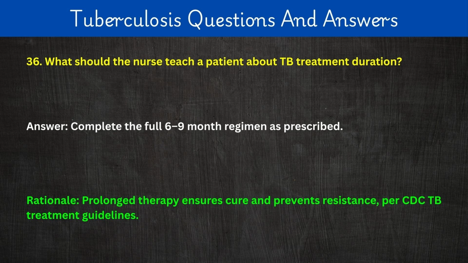36. What should the nurse teach a patient about TB treatment duration? Answer: complete the full 6 to 9 month regimen as prescribed. Rationale: prolonged therapy ensures cure and prevents resistance, per CDC TB treatment guidelines.